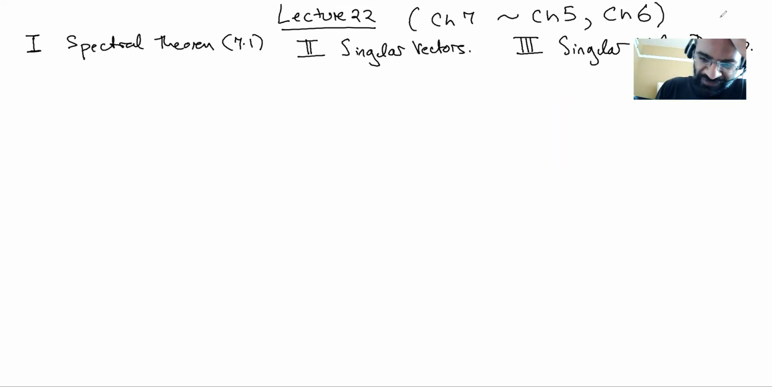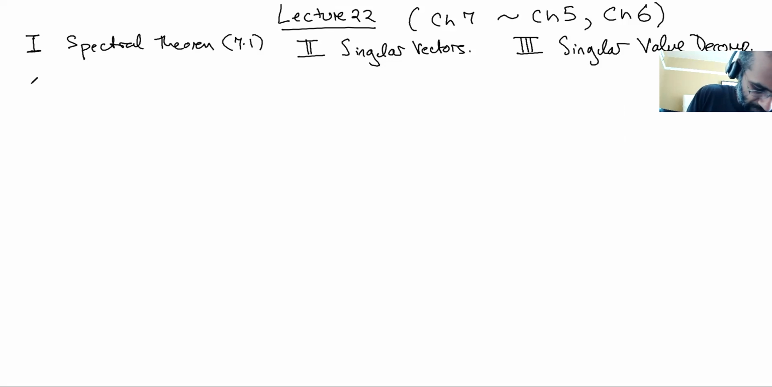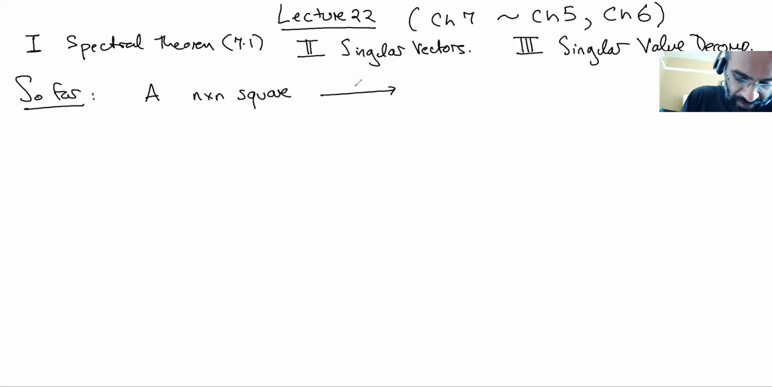So, to put this in context, what have we been doing so far? Well, in chapter 5, what we did is that if you have a square, n by n matrix, then you can diagonalize it sometimes. So you can find a diagonal matrix D such that A is similar to D.